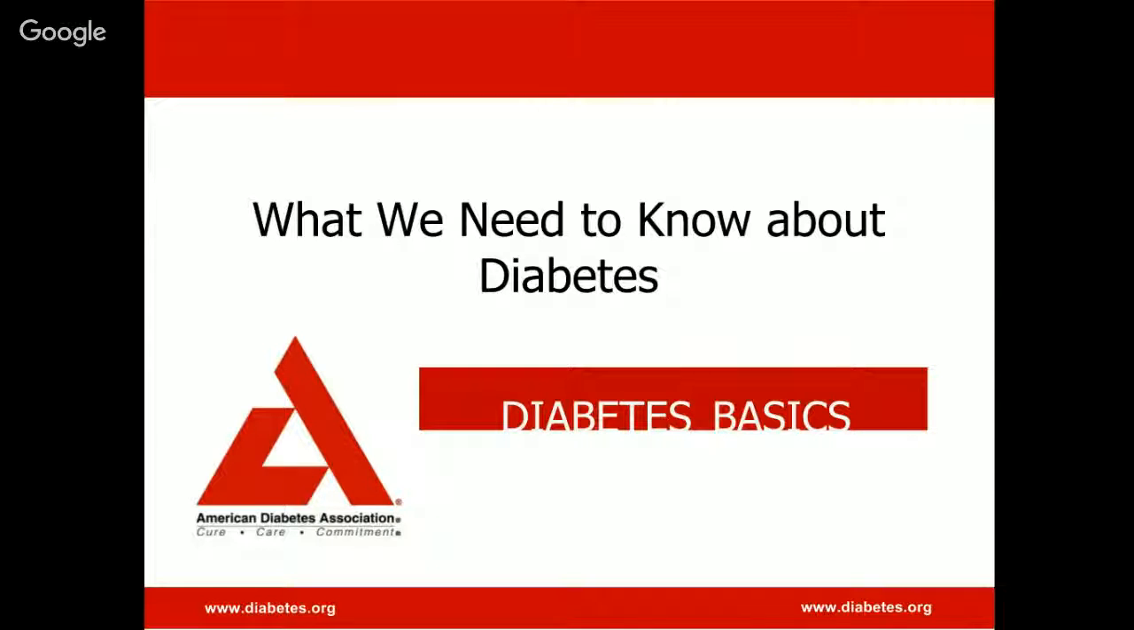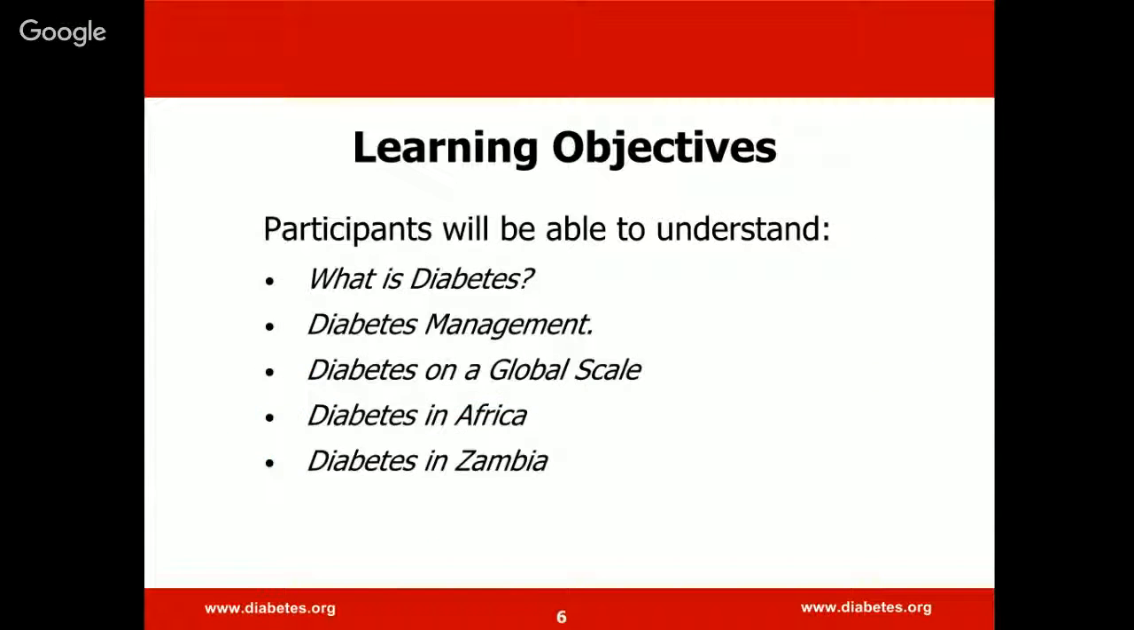So this presentation is going to talk about diabetes basics. You'll notice that there's a symbol there for the American Diabetes Association, from whose website I adopted part of this presentation, and a lot of the information that you'll see will come from them. We're going to talk about what is diabetes, diabetes management, diabetes on a global scale, diabetes in Africa, and then finally diabetes in Zambia.